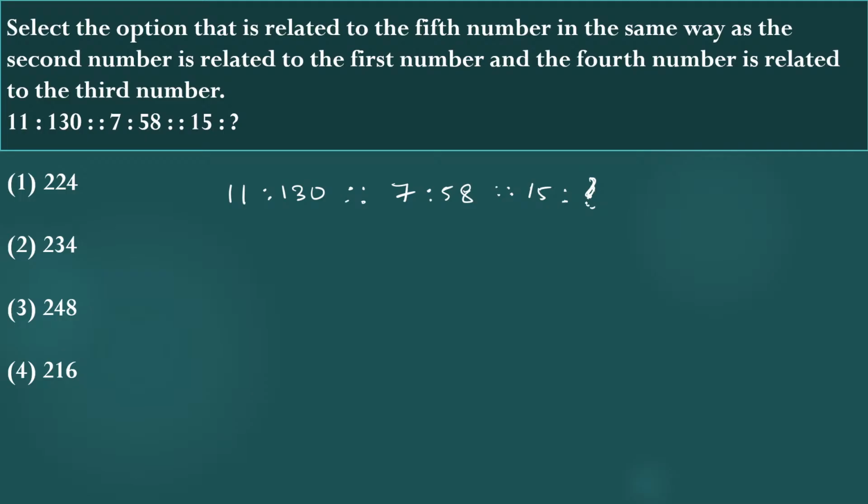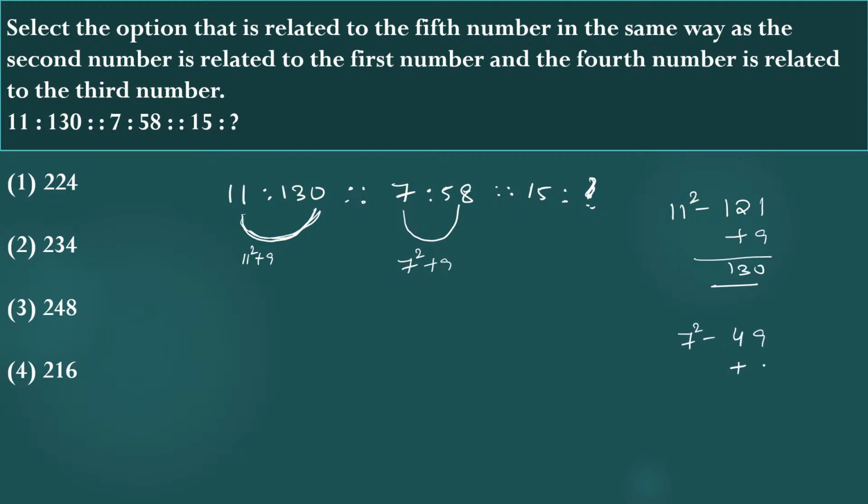If you see carefully, 11 square plus 9. What is the value of 11 square? 121. Plus 9, you get 130. So whatever the number is, square it and add 9. Here also the same logic is there: 7 square plus 9. 7 square is 49, plus 9, we get 58.